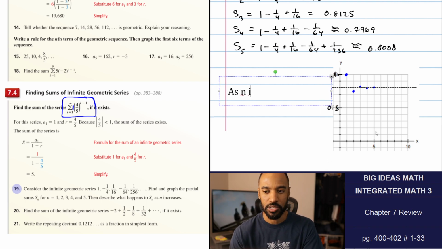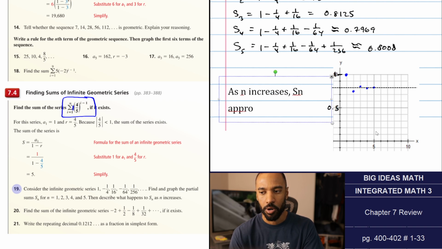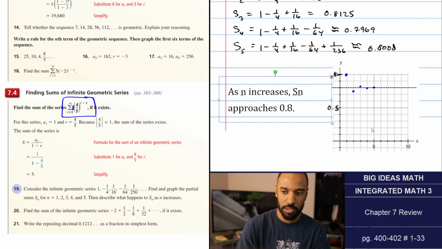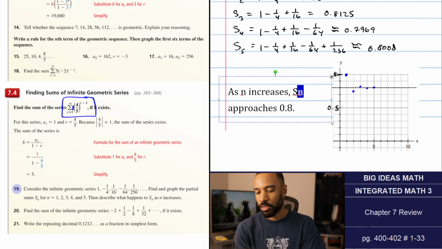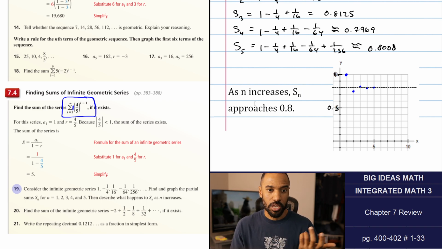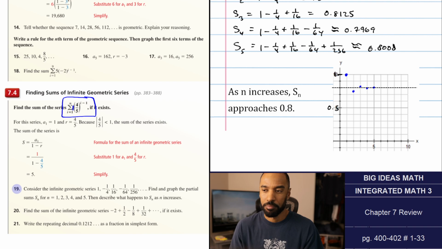So as n increases, S sub n approaches 0.8. Becomes it, if you will. Now there's a formula used for the actual infinite series sum, which we're about to hit next, I do believe. But that's the final answer there.